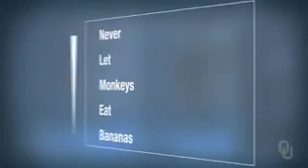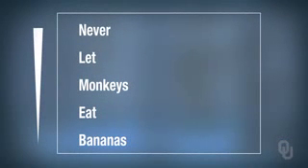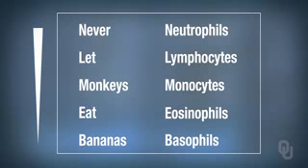So again, if you remember, never let monkeys eat bananas, that tells you the most abundant leukocyte all the way to the least abundant leukocyte, which are your bananas or your basophils. So that way you don't have to memorize the amount per microliter. The reason this is important is because if you're looking at a slide, let's say you take a blood smear on a microscope slide, and this is a healthy person, and you're going through and identifying all the various white blood cells, well, if you're finding more basophils than you are neutrophils, then you're probably not correctly identifying those cells.